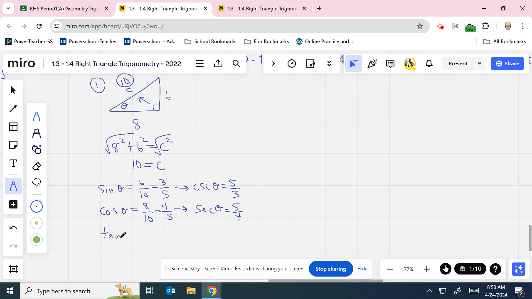Tangent of theta is going to be TOA. The opposite is 6 and the adjacent is 8, so we reduce that to 3/4. That means cotangent of theta, C-O-T, is the reciprocal of that, so it's 4/3. So you found the third side of the triangle, and then you just do SOH, CAH, and TOA from that theta angle.